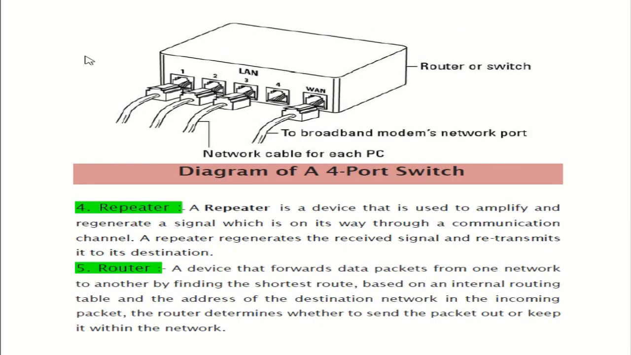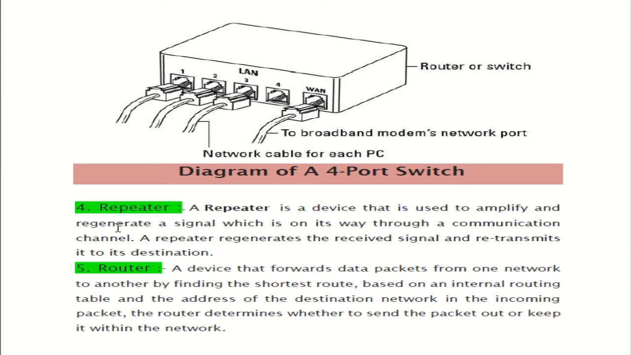You can see the diagram of a 4 port switch. How many ports are there? There are 1, 2, 3, 4 ports. And the last one is the WAN port, in which we connect the broadband connection. Through it we can switch the 4 ports and connect the network to 4 lines. This is a 4 port switch. We have 16 port switches as well, and 32 ports as well, depending on the range.